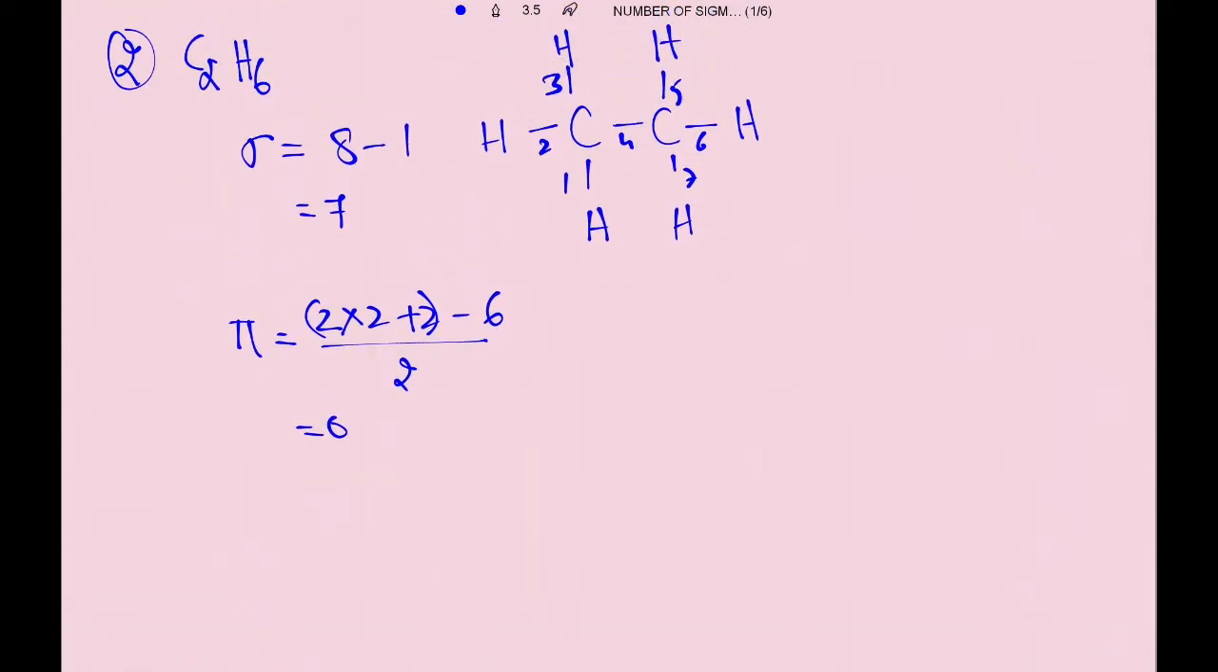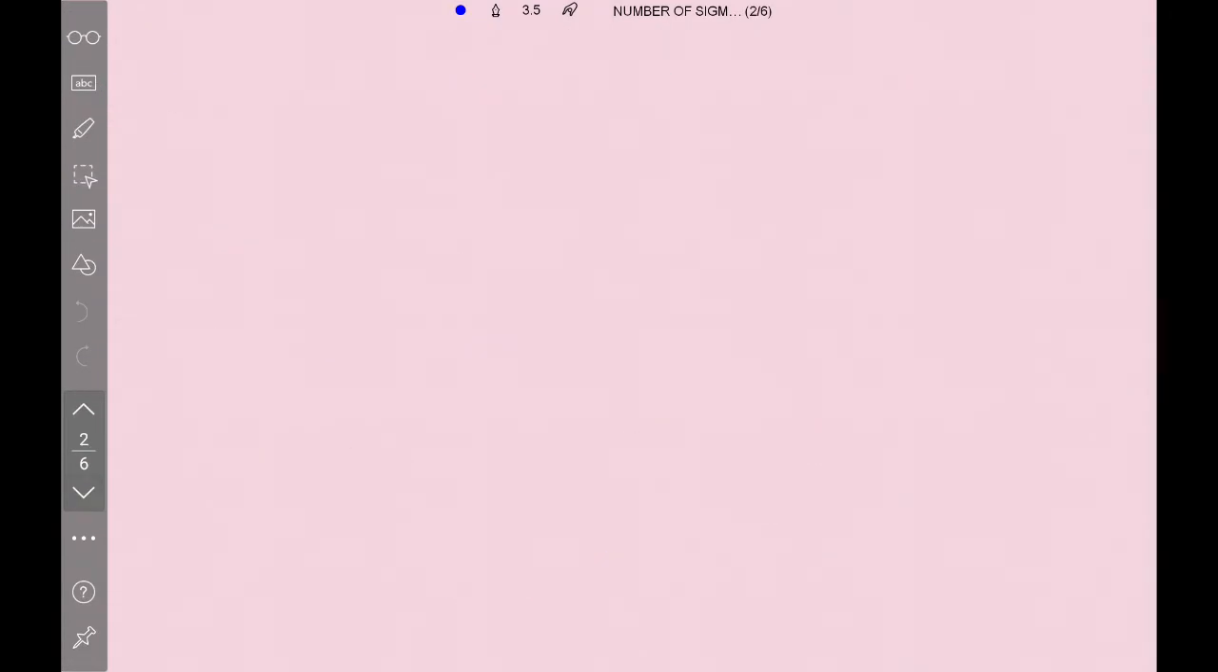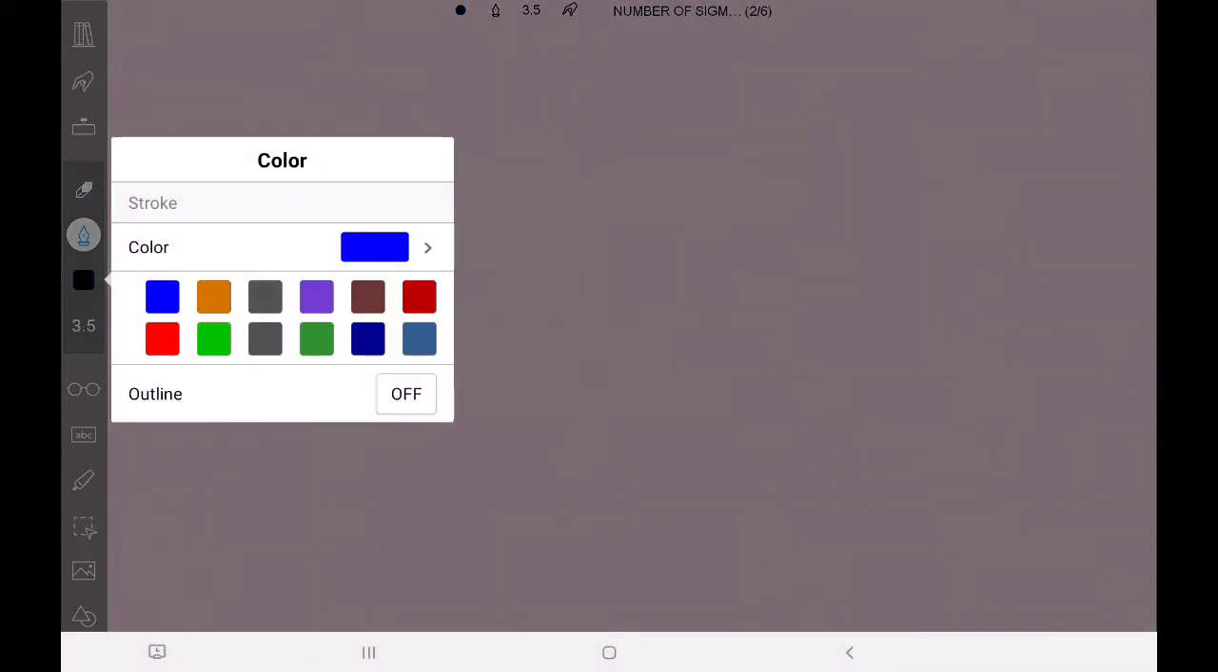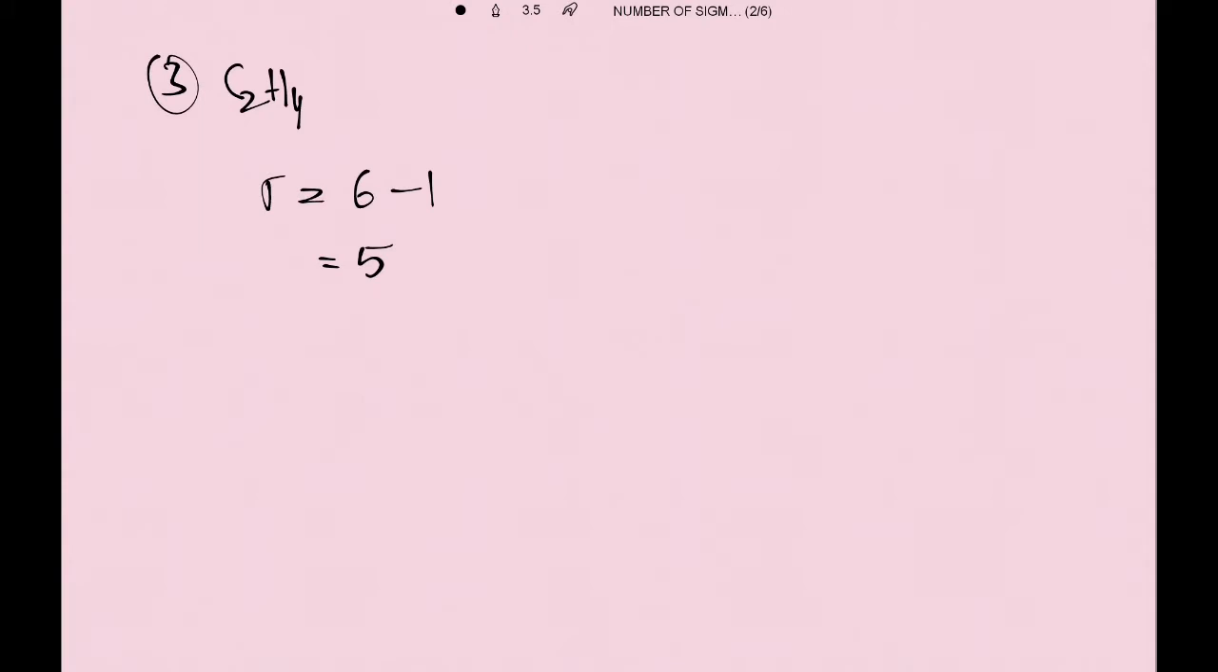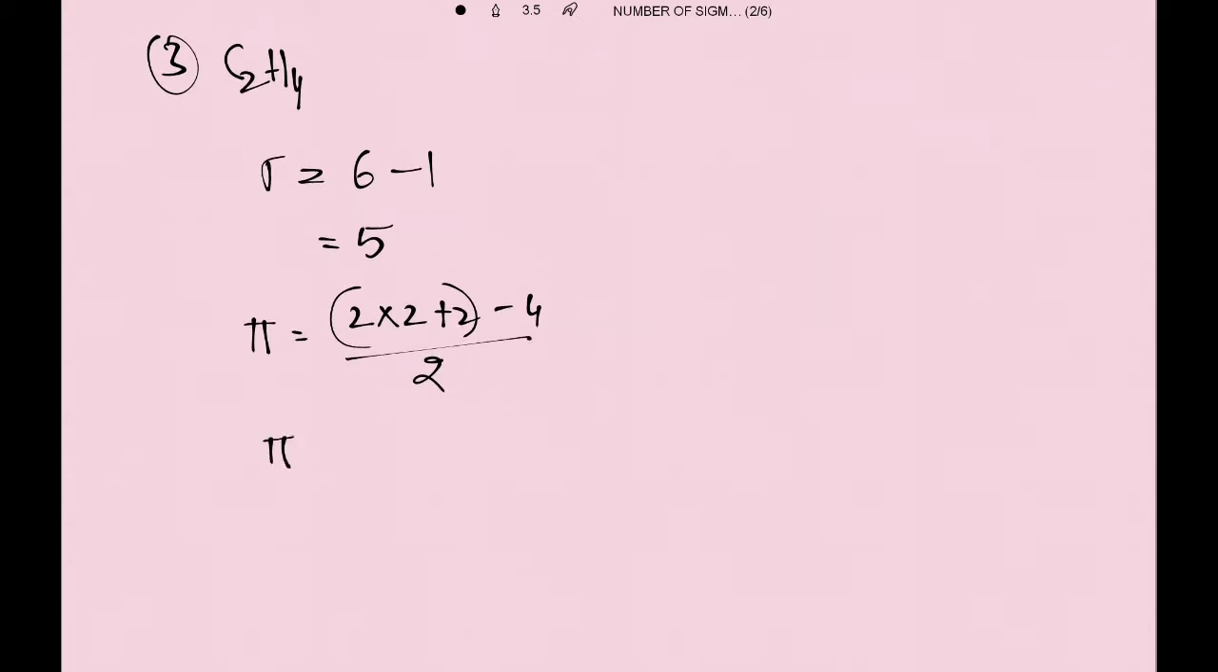Next, I am taking as an example C2H4. In this example, the number of sigma bonds is the total number of atoms, 6, minus 1, which equals 5. And calculate the number of pi bonds. The number of pi bonds is 2 into 2 plus 2 minus the number of hydrogen atoms, 4, divided by 2. So we get the number of pi bonds as 1.